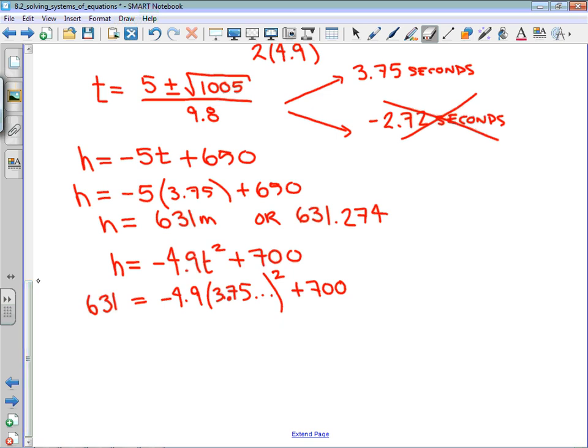If you were to use 631 and 3.75, you should not expect it to be perfectly equal to each other because you rounded, which is why using unrounded numbers is so important. And we get 631.274 is equal to 631.274. If they don't ask you to verify, I would recommend that you use your calculator just to double check that you got the solution correct. Okay, moving on to example 4.